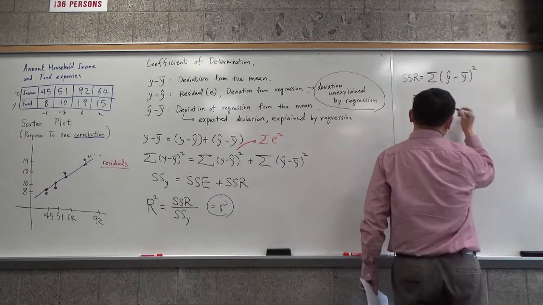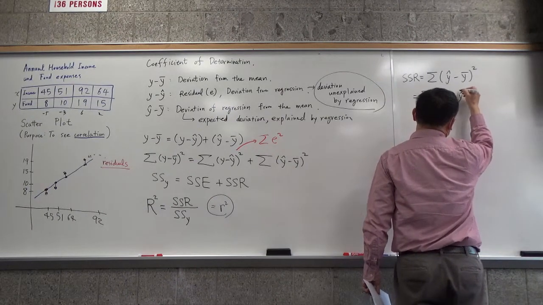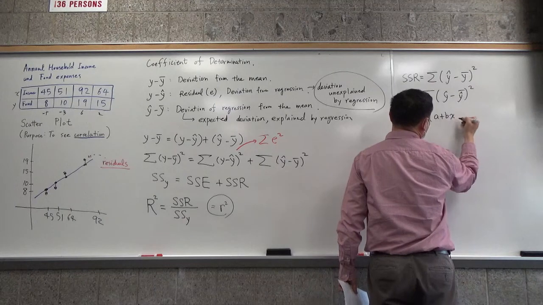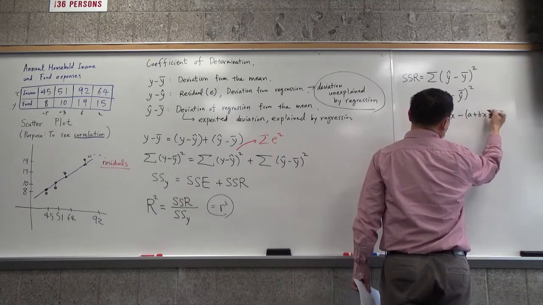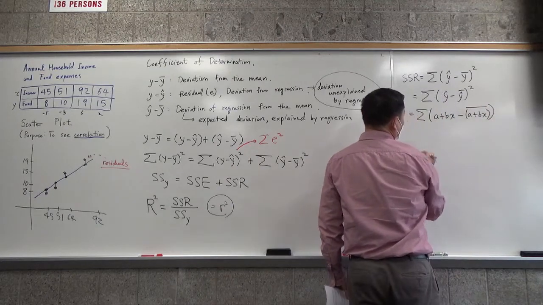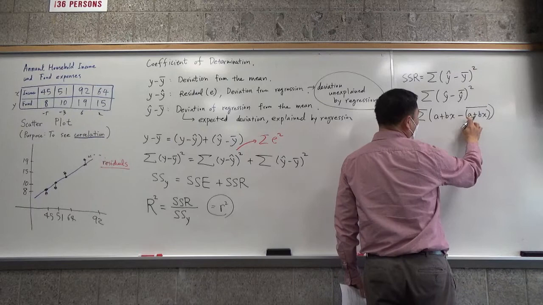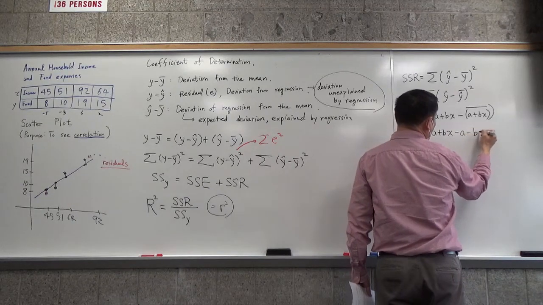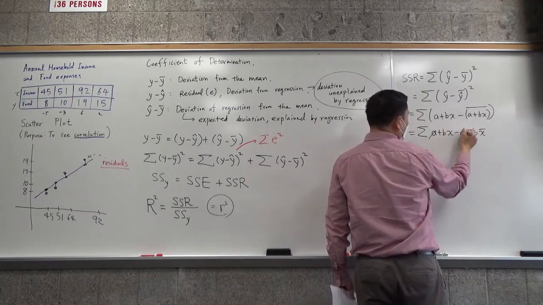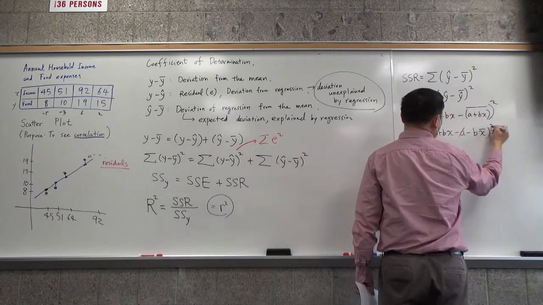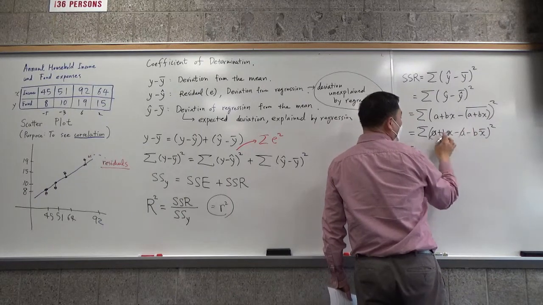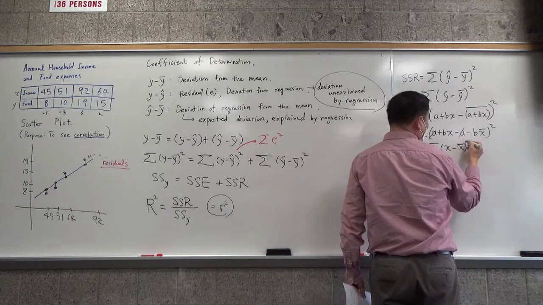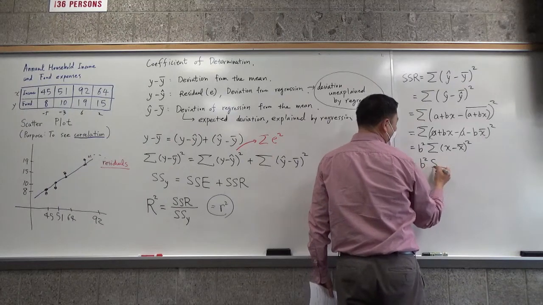So what I can say is that this is really the same as y hat, which is a plus bx, minus the average of a plus bx. And the average of a constant is just itself. So what this becomes is a plus bx minus a minus b x bar. And these cancel. Oh, sorry, this should be squared. So you have a b which you factor and bring outside. This is b squared times the sum of x minus x bar squared, which says that this is equal to b squared times the sum of squares of x.